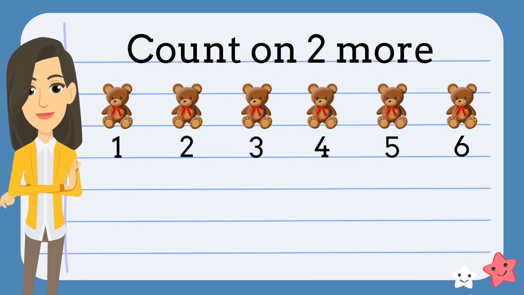So for example, here I have 6 bears. Now I added 2 more bears. How many bears do I have? Well, I started with 6 and I counted on 2 more. 7, 8. I have 8 bears.